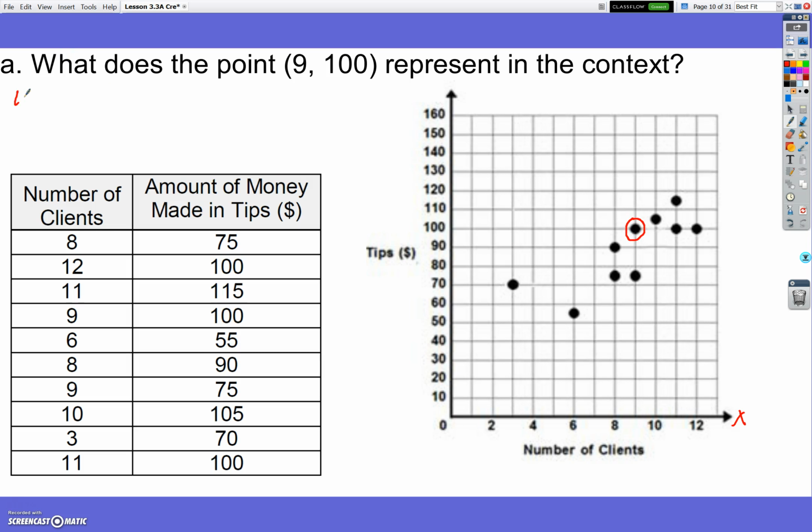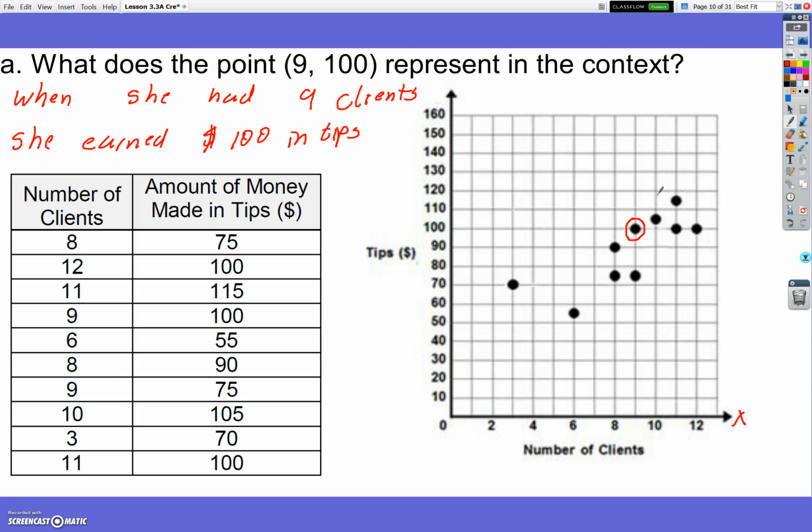This represents when she had 9 clients, she earned $100 in tips. So it is easy to see what each one of these dots are by following how many clients, going up to that point, and corresponding how many dollars she got on the y-axis.